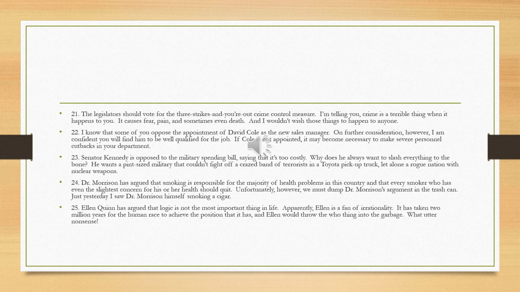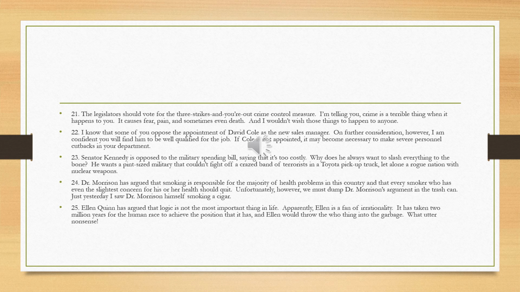Well, that's not a logical reason to support the person, but it has psychological force, and it will probably work in this case because we don't want to experience the harm posed by that threat. Okay? Senator Kennedy, this is 23, Senator Kennedy is opposed to the military spending bill, saying that it's too costly. Why does he always want to slash everything to the bone? So here he's opposing a bill, and then we're attacking the view that he wants to slash everything to the bone and have a pint-sized military, etc. So that's a straw man argument.